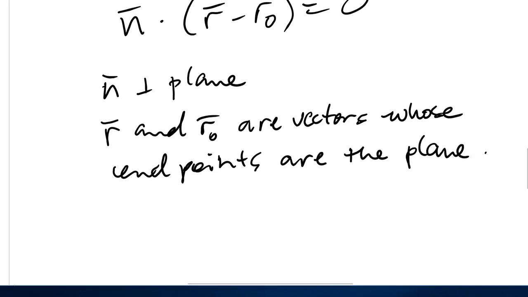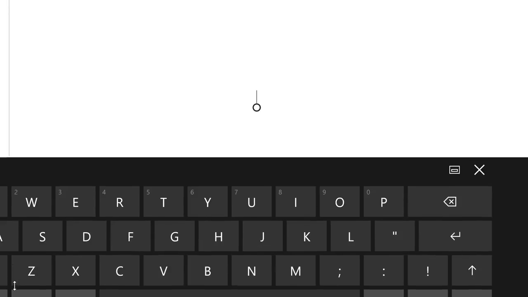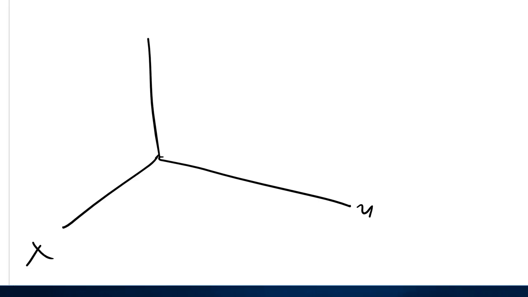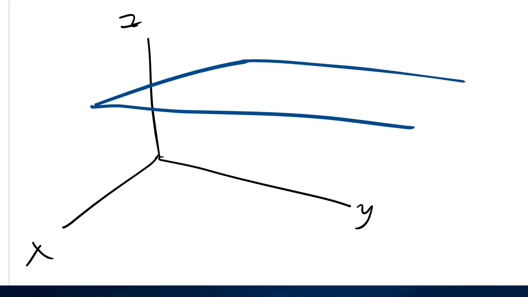Okay, so the way that the book does it, I'll do it the way the book does it so you have it for reference. So they draw the x, y, and z axes, and then they have this nice plane running through it, like this, something like this. And I can do better than that.